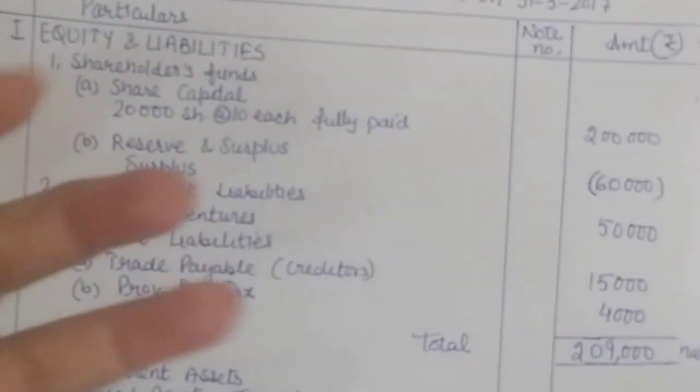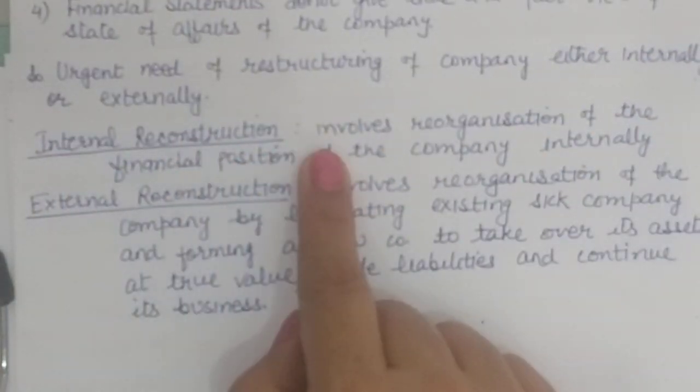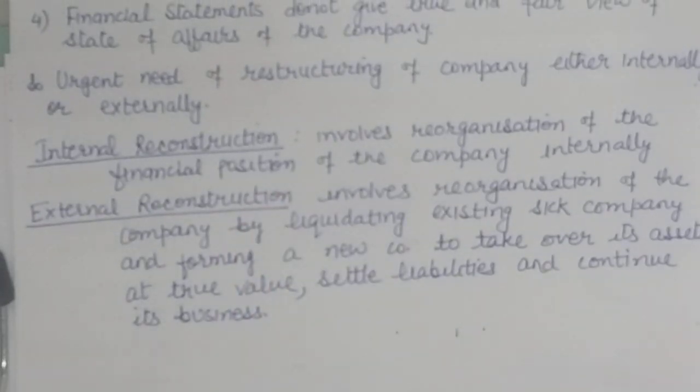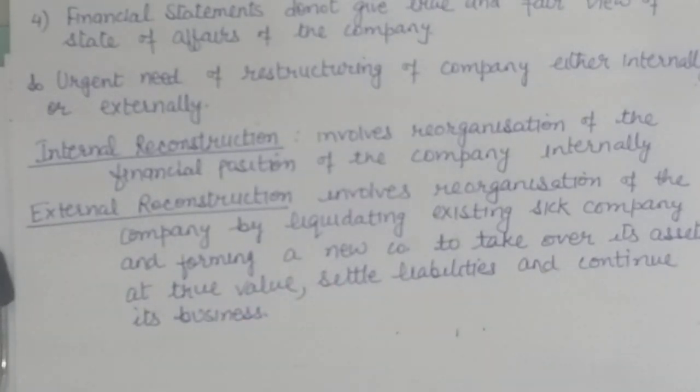Now this overhauling or restructuring is done through two means: internal reconstruction and external reconstruction. Now in case of internal reconstruction, the reorganization of the financial position is done internally. That is within the company, within the same company, the board as well as the shareholders join together and think of the ways to cancel the losses and to bring assets and liabilities to their true value.